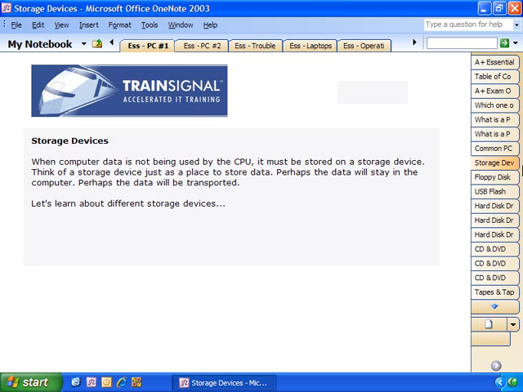The storage device is your filing cabinet for when you're not using data. When you need to use it, you pull it out of the filing cabinet or off the storage device, up into RAM or onto your desk so you can work with it right at that time. So let's talk about some different types of storage devices.